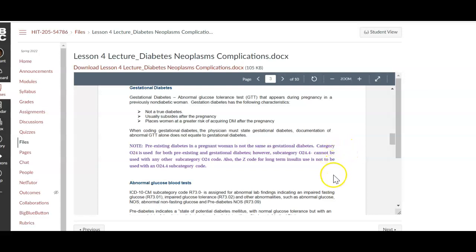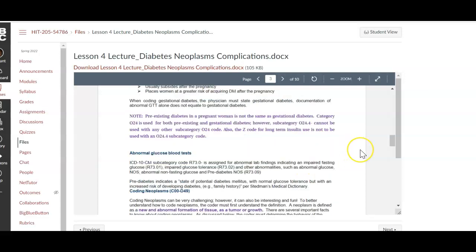So gestational diabetes, one thing to make a note here, it's not a true diabetes. It usually goes away after the pregnancy subsides, and pre-existing diabetes in a woman is not the same as gestational. Okay, so if you have category O24, this is used for both pre-existing and gestational. However, O24.4 cannot be used with any other subcategory of O24 code. Also, the Z code for long-term insulin use is not to be used with O24.4 subcategory.